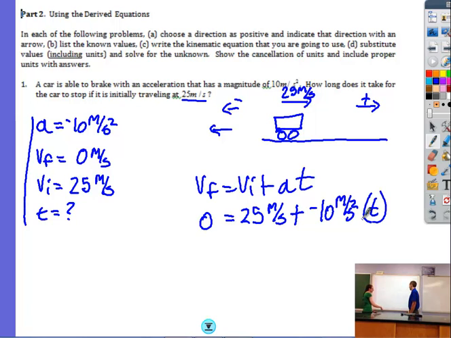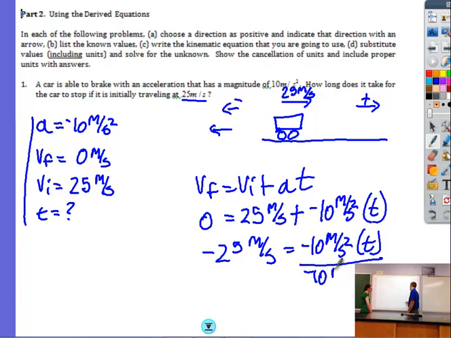Make sure you get your meters per second. The 0 has no units. So 25 meters per second, I can go ahead and subtract that over. Negative 25 meters per second equals negative 10 meters per second squared times t. Divide both sides by negative 10 meters per second squared, and we get 2.5. The meters per second cancel, and I'm left with per second, but it inverts, and that's seconds. 2.5 seconds equals t.